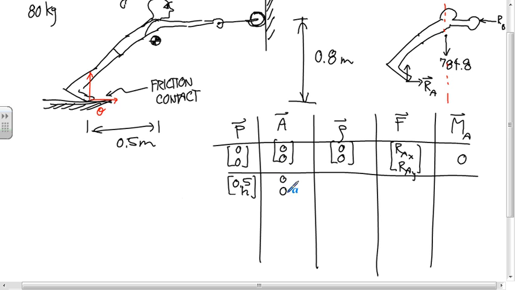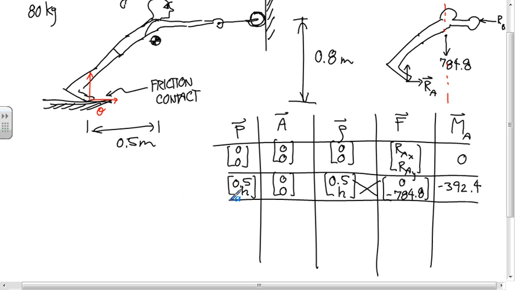The about point is this. The row vector then is 0.5, h. The force vector is 0, negative 784.8. And so now you can see how that line of action thing works. When we take the cross product, we have 0.5 times negative 784.8 minus h times 0. And so that h just doesn't come into the calculation. And so you end up with negative 392.4.